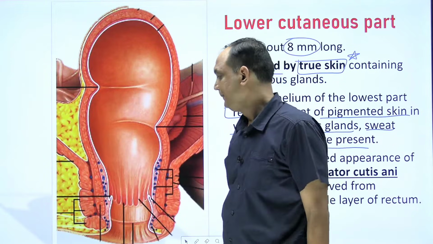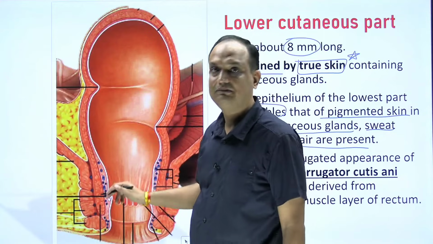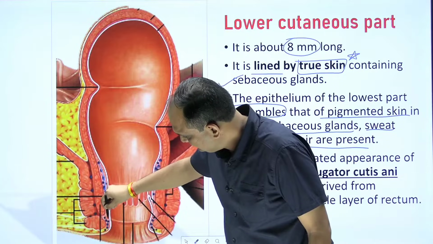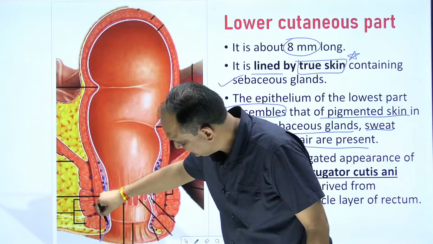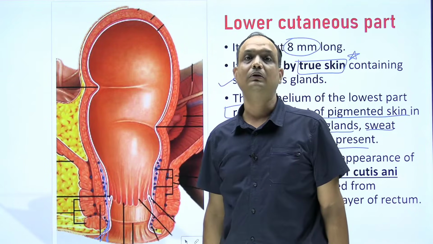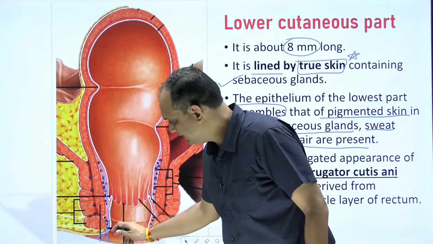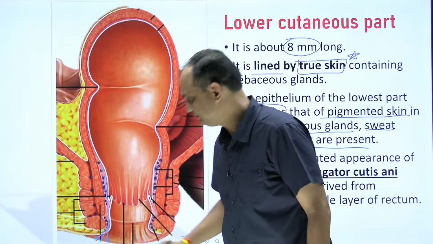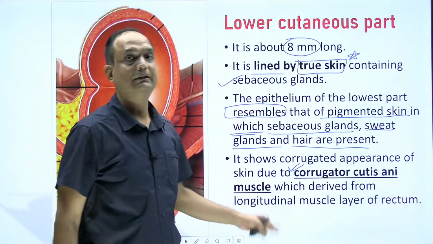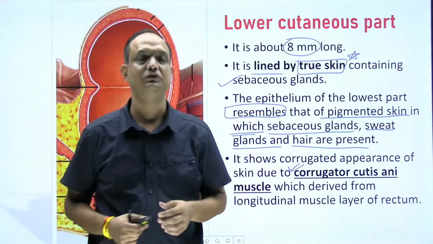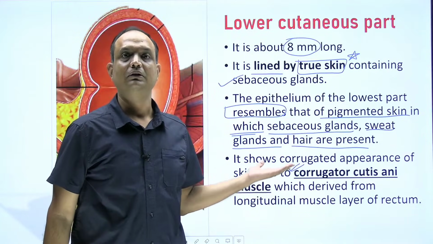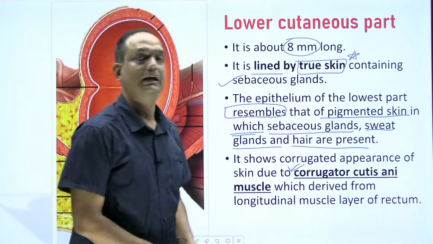Now, here you will find that when you have the longitudinal muscle layer, this is the longitudinal muscle layer. Now, this longitudinal muscle layer will send the septa, and these septa will go and insert on the skin around the anal area. And these septa also have muscle fibers, and these fibers are known as corrugator cutis ani muscle. So sometimes you will have this question: why is perianal skin having multiple corrugations? The only answer is corrugator cutis ani muscle.